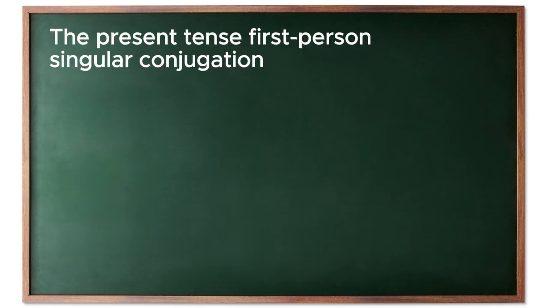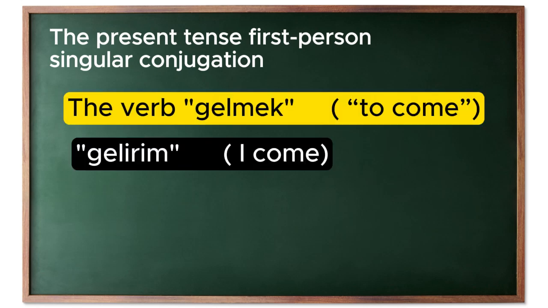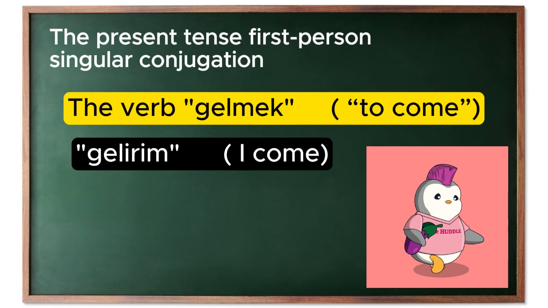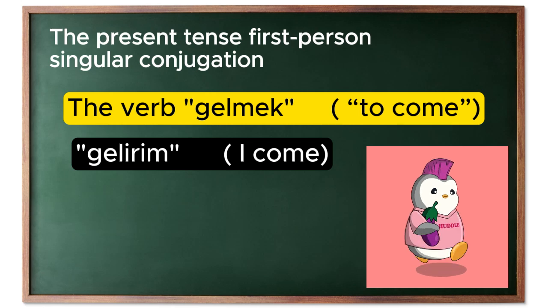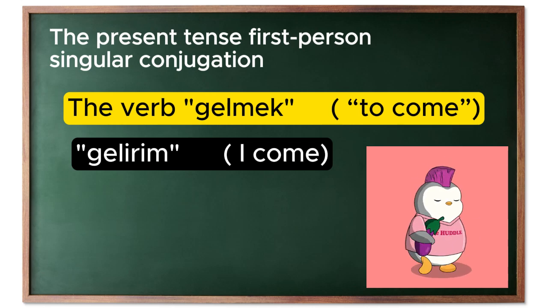Verb conjugations also play an important role in Turkish. Verbs are conjugated according to tense, person, and mood. For example, the present tense first person singular conjugation of the verb gelmek, which means to come, is gelirim, which means I come. It may seem complicated at first, but once you understand the logic, it becomes very fun.